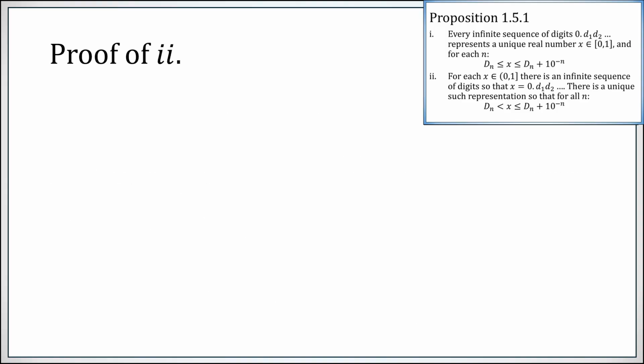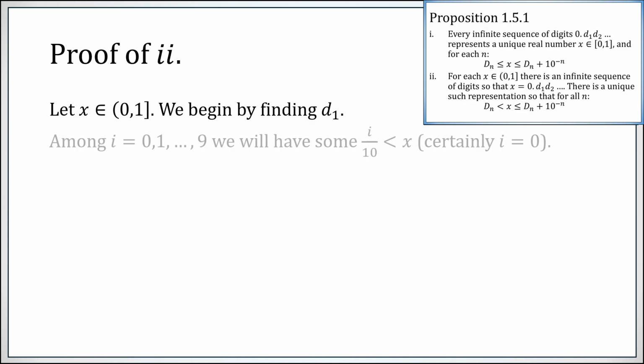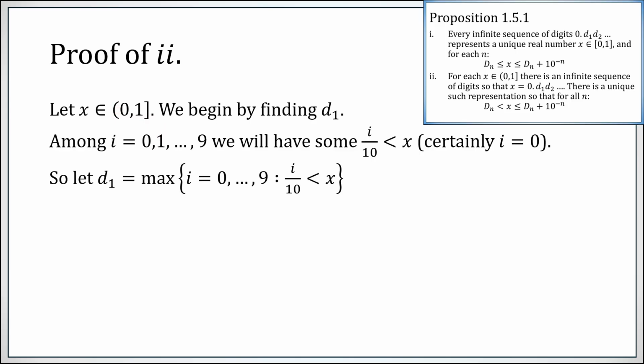Let's move on and prove item 2. So pick some x in the interval in question here. Let's find the first digit. Out of 0 through 9, some of those over 10 will be less than x. Certainly, for example, x is not allowed to be 0, so 0 over 10 is definitely less than x. Maybe 1 over 10 is, and so forth. Out of this finite list, the things over 10 which are less than x, where that numerator is between 0 and 9, pick the biggest one that works, and call that your first digit.